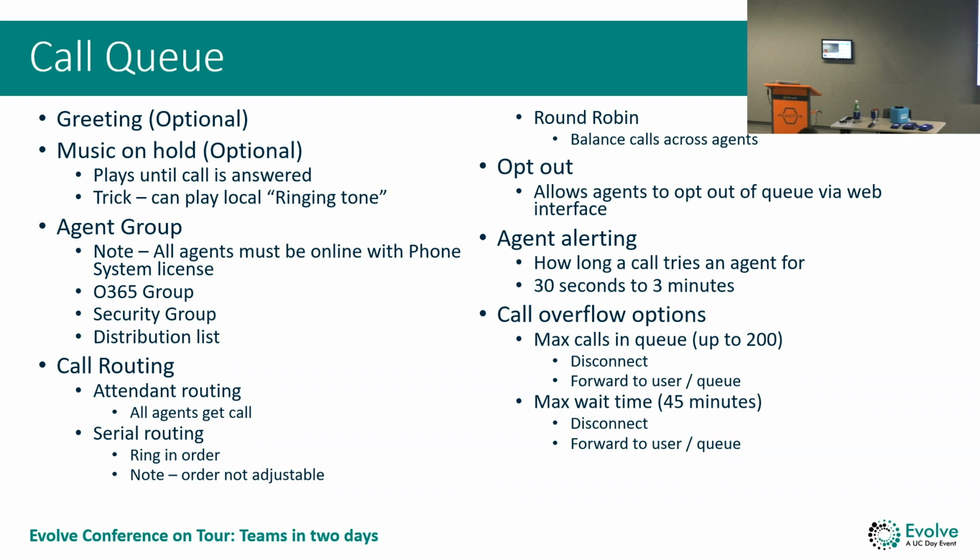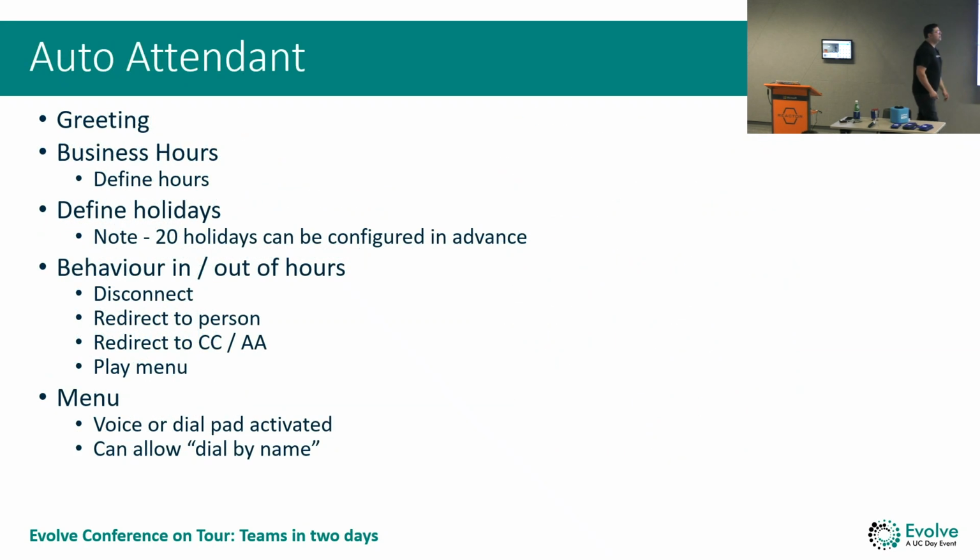Opt-out, you can, similar to response groups, allow agents to toggle themselves in and out of being able to receive calls. So there's a website that they go to, they tick a little toggle box, and that pushes them in or out of the queue. Agent alerting is how long it tries before it tries the next agent. Then call overflow is what happens when we hit the limit for that call queue. And then we have auto attendants.